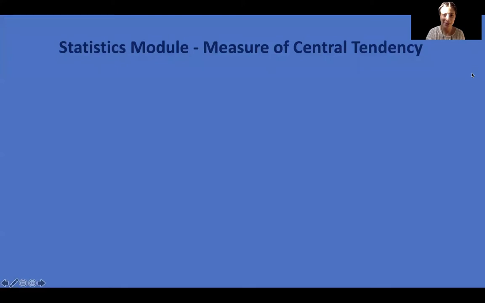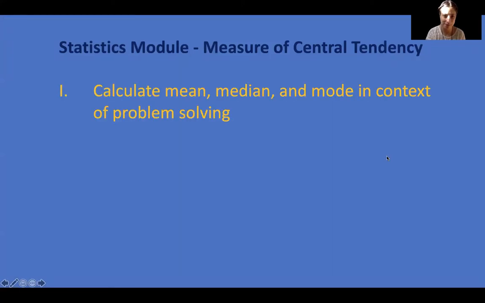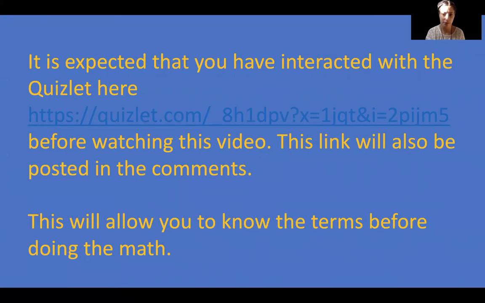In this episode, we're looking at the statistics module, and we're up to measures of central tendency. You've already watched a video, but we're going to reinforce the concepts of mean, median, and mode in the context of problem solving. So if you haven't yet reviewed the Quizlet so that you're familiar with the vocabulary, please do so. I'll also post this link in the comments. This will allow you to know the terms before doing the math.